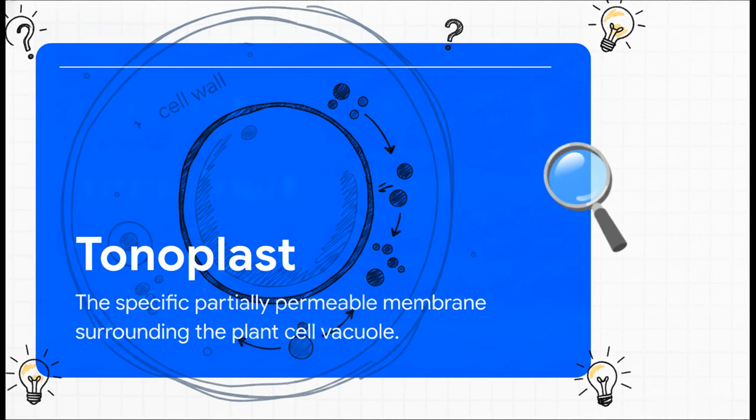The tonoplast. It is definitely not just a thin membrane. The tonoplast is this specific, partially permeable membrane surrounding the plant cell vacuole that controls what goes in and out. Using generic, run-of-the-mill textbook terms instead of this exact biological name is a notoriously fast way to just throw away points. You have to use the specific vocabulary designated by the 9700 syllabus.